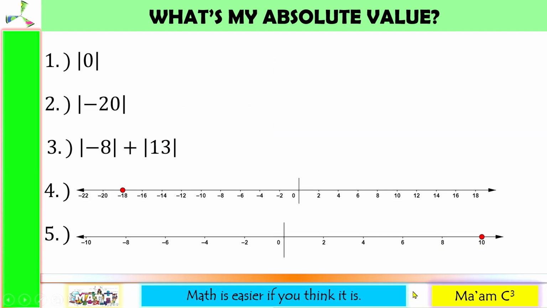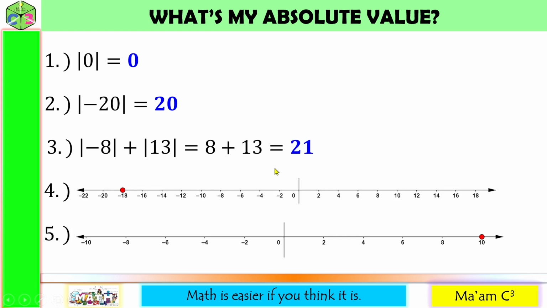Let's have an activity. What's my absolute value? So what is the absolute value of 0? What is the distance of 0 from 0? Definitely, it is 0. What is the absolute value of negative 20? The distance from 0 to negative 20 is 20. What is the absolute value of negative 8 plus the absolute value of 13? The absolute value of negative 8 is 8 and the absolute value of 13 is also 13. 8 plus 13 is equal to 21.